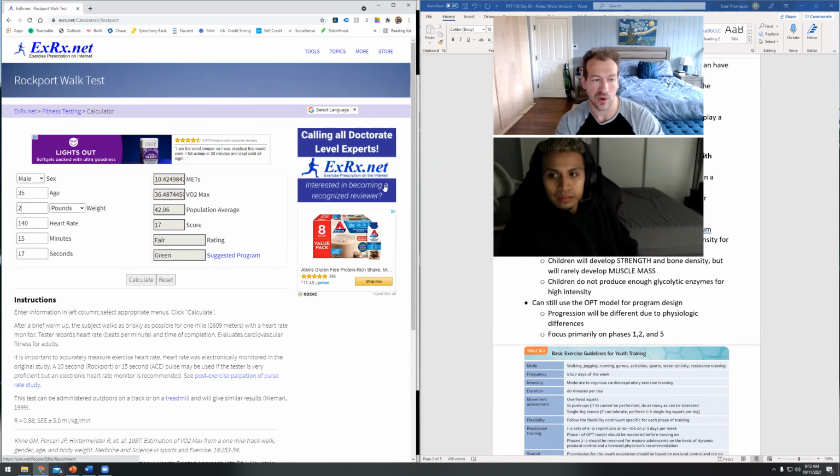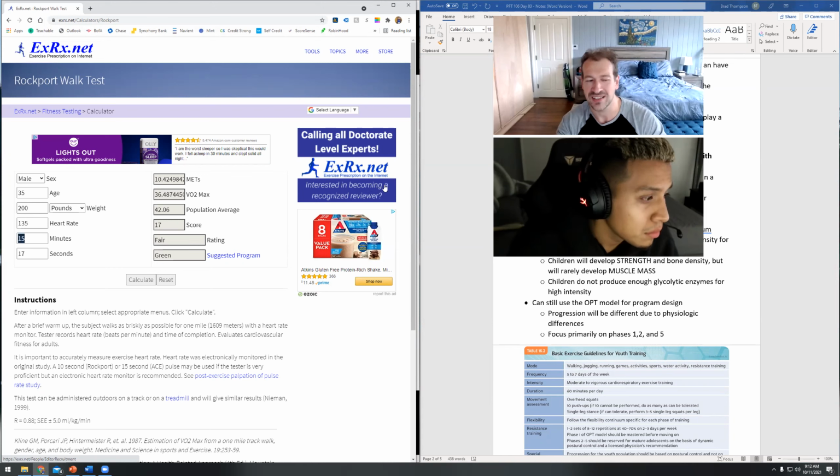They lose a little bit more weight. They're down to 200. Heart rate's down to 135. Let's say this time they just dropped 30 seconds off. So we'll say 14:47.